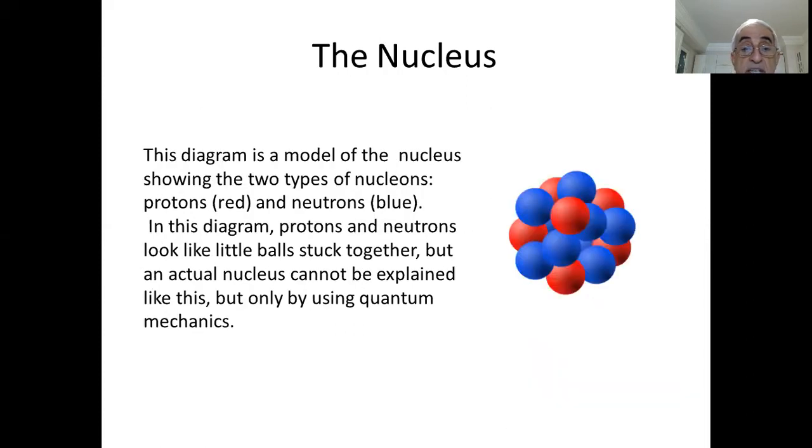This diagram is a model of the nucleus showing the two types of nucleons. Protons are red colored and neutrons blue colored. In this diagram, protons and neutrons look like little balls stuck together, but an actual nucleus cannot be explained like this, but only by using quantum mechanics.